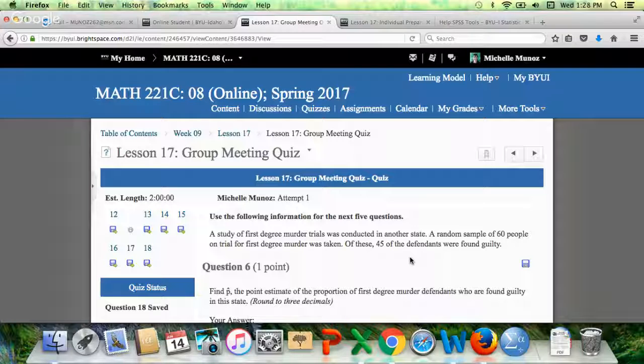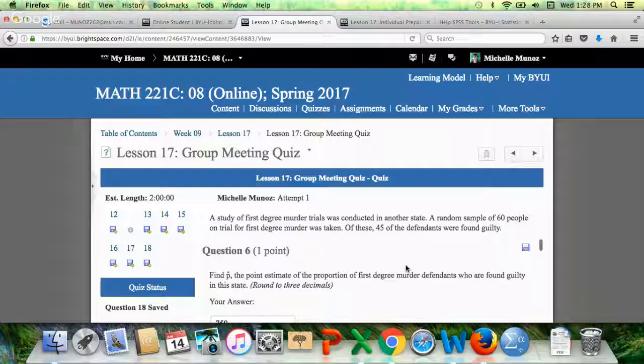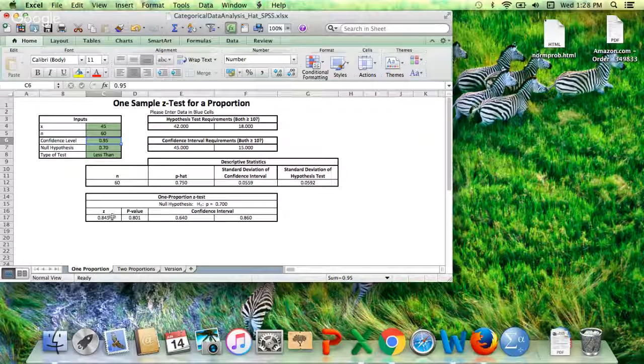So now what I'm wondering, can you go into that tablet thing that you're using? What do they call that? I need to pull that up too. It's called data analysis. Can you pull that up and put in the X, those numbers? X is 45, N is 60, a confidence level of 95. That gives us our z-score of 0.845, and our P-hat at 0.75, which is correct.